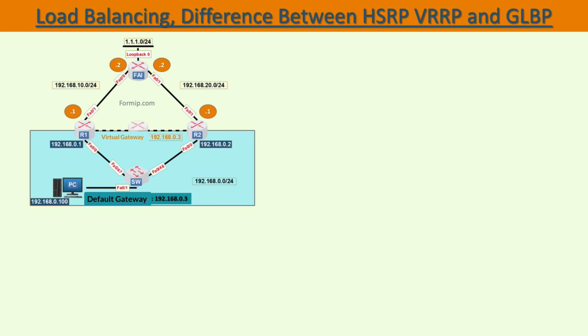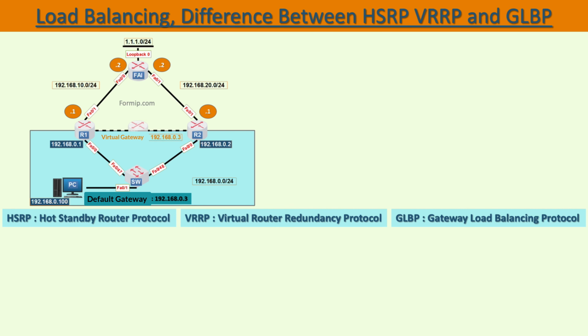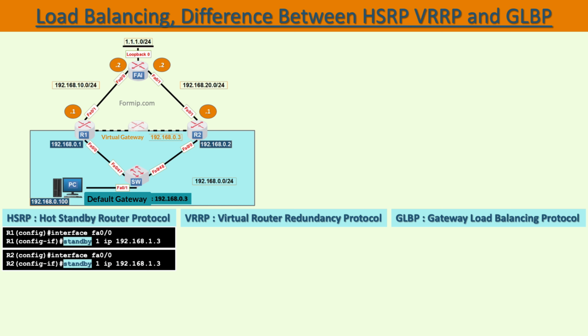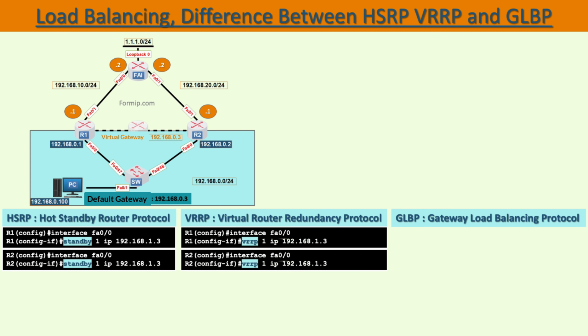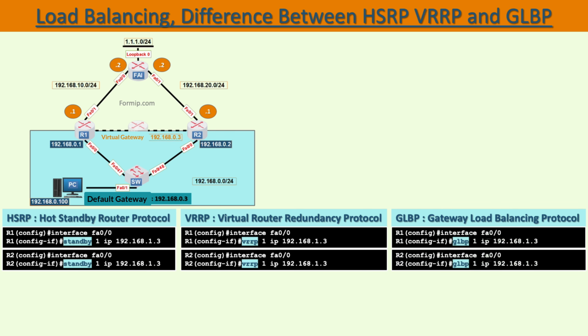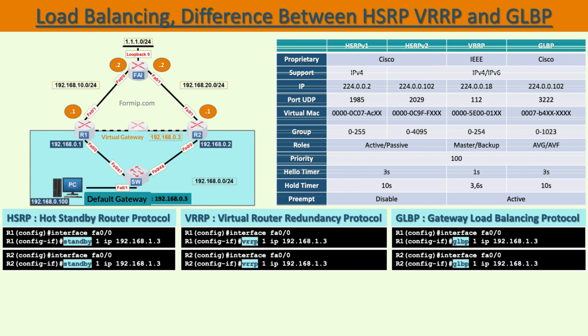There are 3 different protocols that allow this redundancy to be done: HSRP, VRRP, and GLBP. We have seen previously that to configure our HSRP virtual gateway, we need to use the standby IP command. For the VRRP protocol, the configuration is very similar. The command is VRRP IP, and for GLBP, the command is GLBP IP. Here is a table that groups the differences between the 3 redundancy protocols.